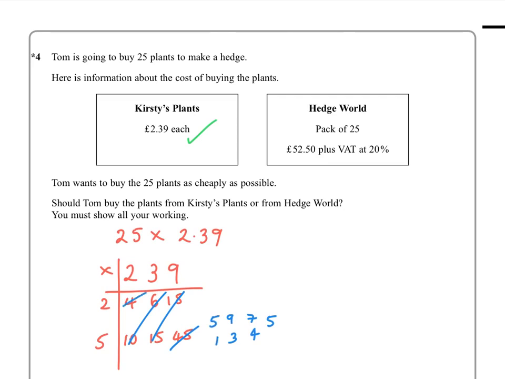And then I'd use estimation, and I'd say I've roughly got 2 lots of 25, which is 50. This is where we put in the decimal point, where it makes the most sense. So I'd have £59.75p here. And then in this situation, I would have a pack of 25 is £52.50 plus VAT at 20%.